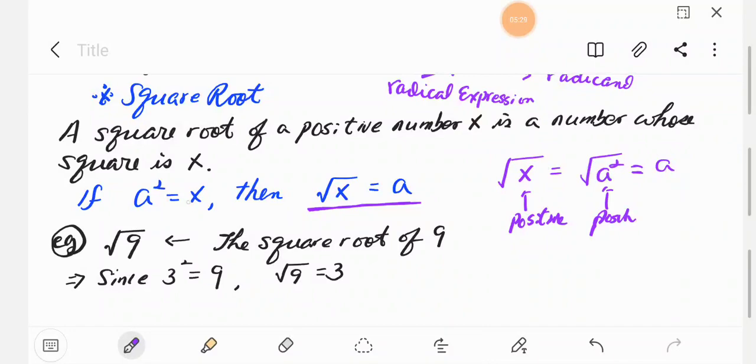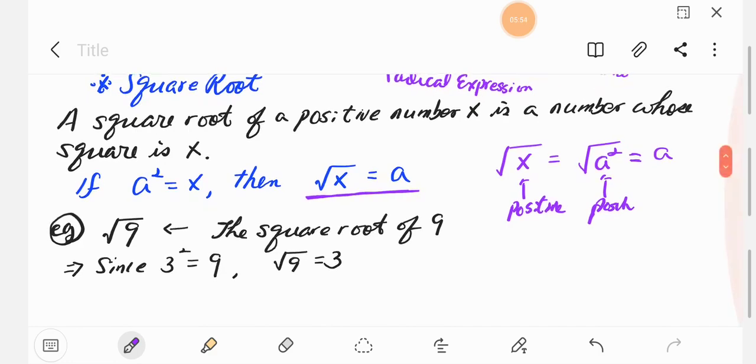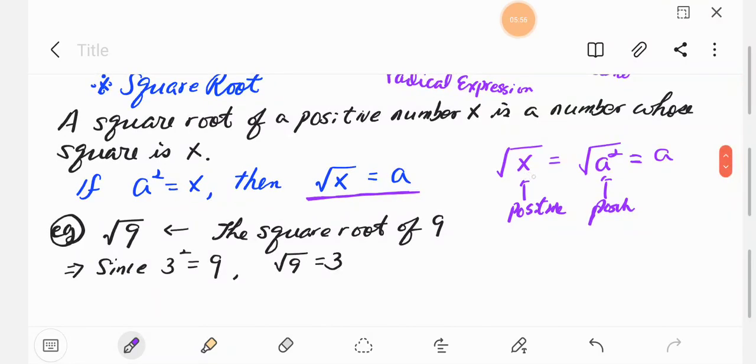If x is equal to a squared, then the exponent 2 and the square root symbol cancel out, so what we have is only a. Let's keep in mind that x is positive, so a squared is also positive, and a is positive too. So let's say a and x are positive.